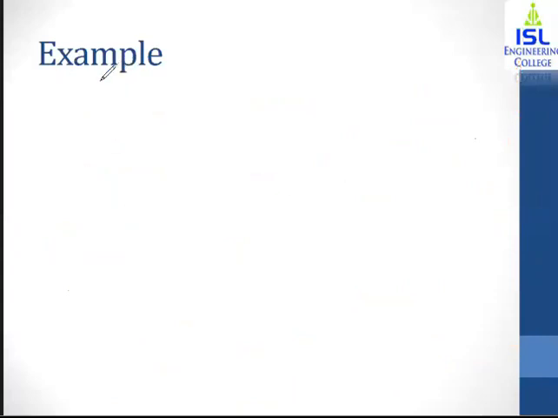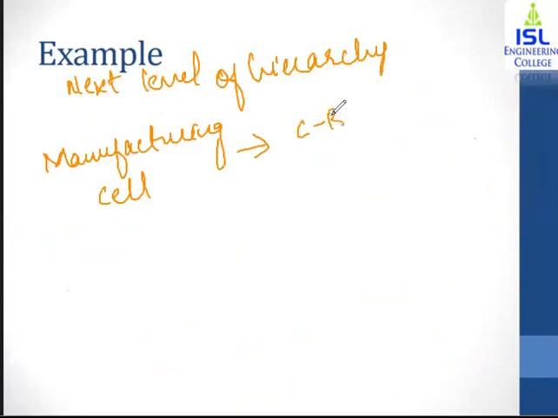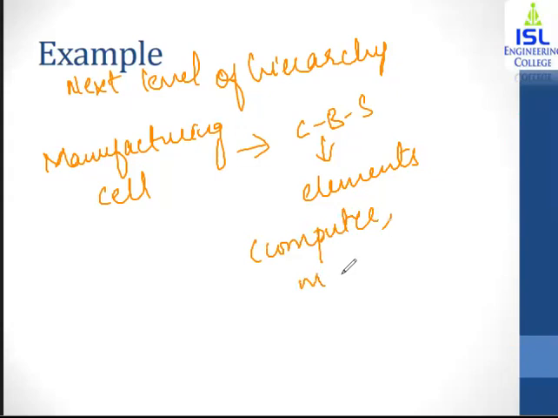Now at the next level of hierarchy, you can have the manufacturing cell. Now within this manufacturing cell is also going to have different computer based systems, and these computer based systems are going to have different elements of their own. Now what are the examples for these elements? That is the different computers or the different mechanical fixers.